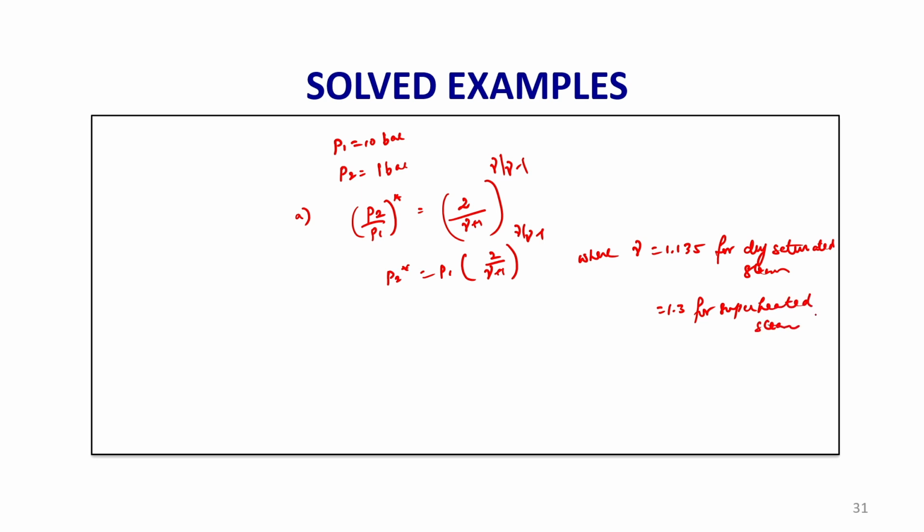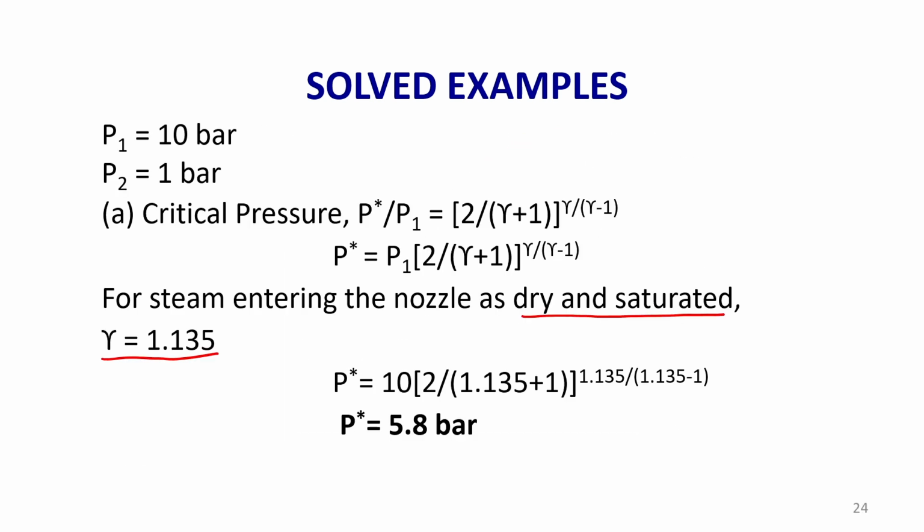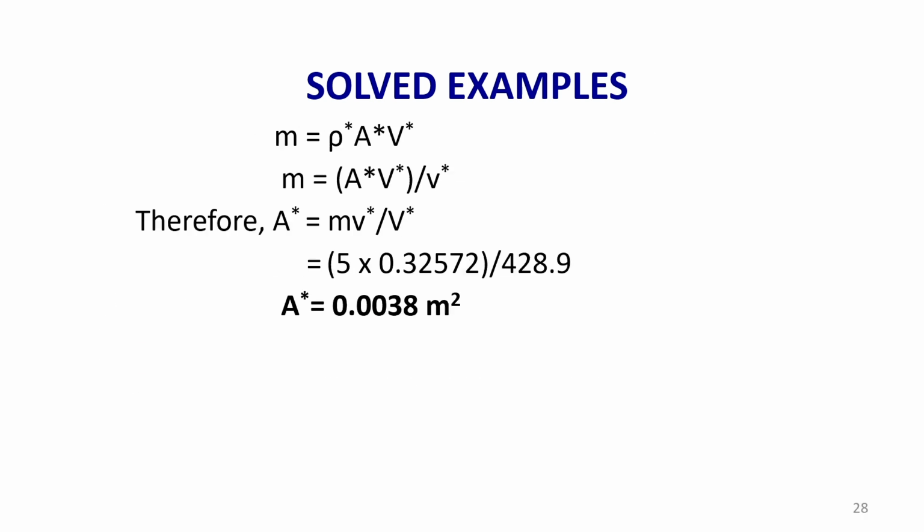So the values are different for this one. Here it is dry saturated steam. Substitute the value: P2 star is nothing but P star. We are getting around 5.8 bar. So 5.8 bar is the critical pressure.